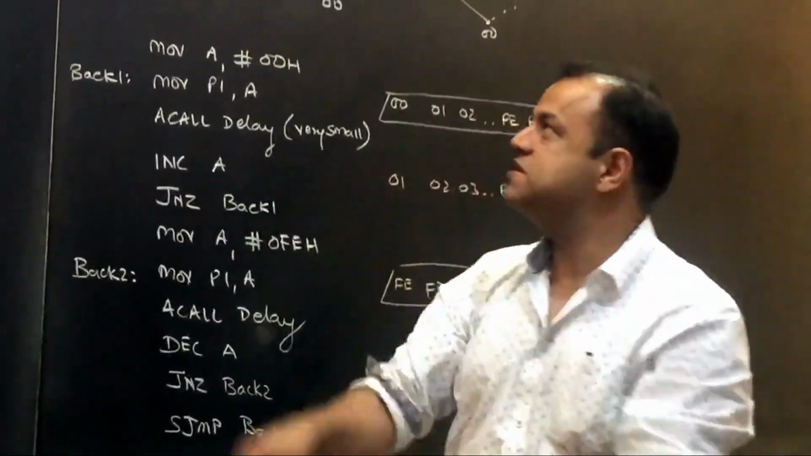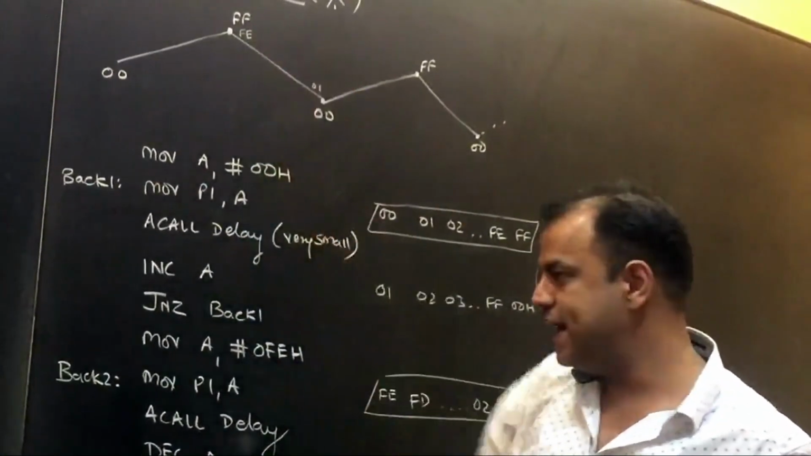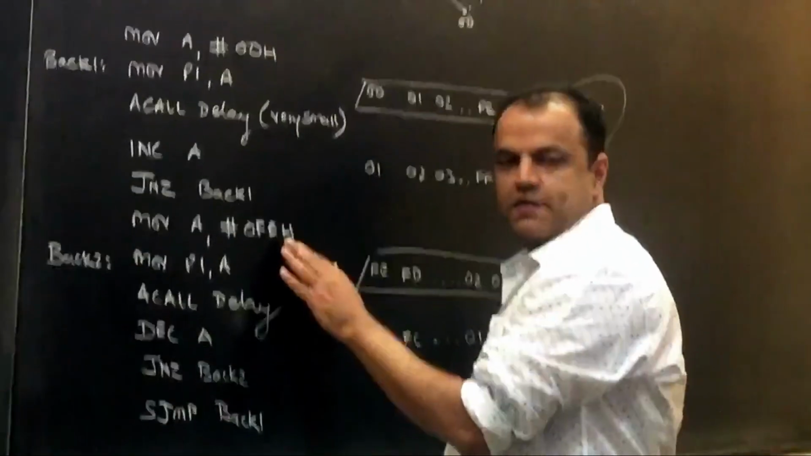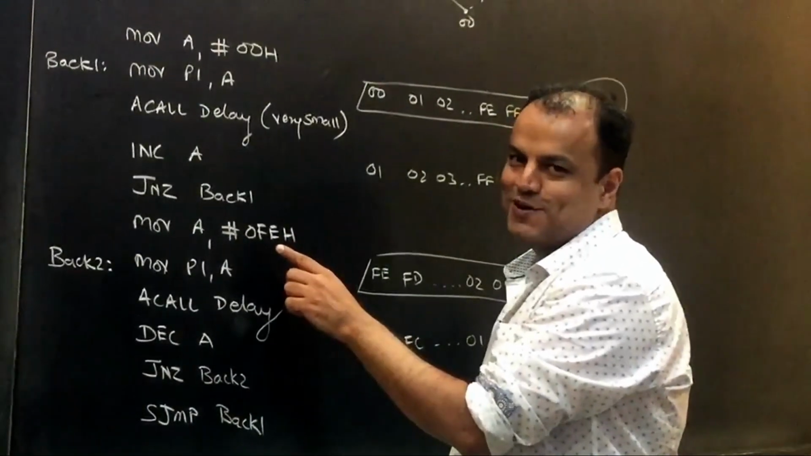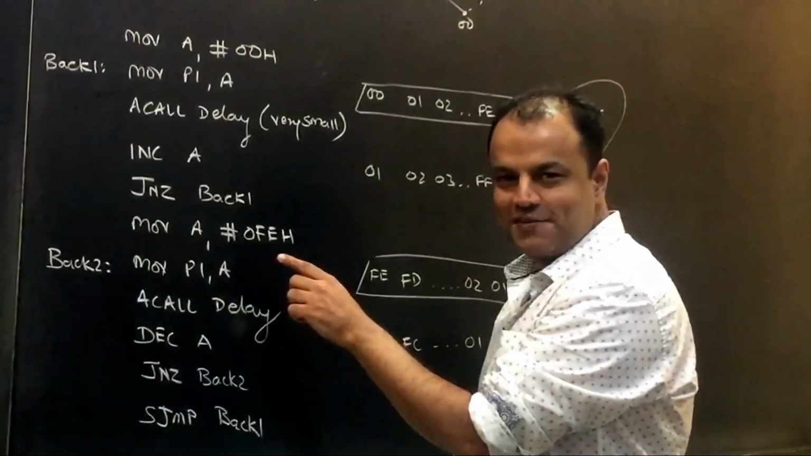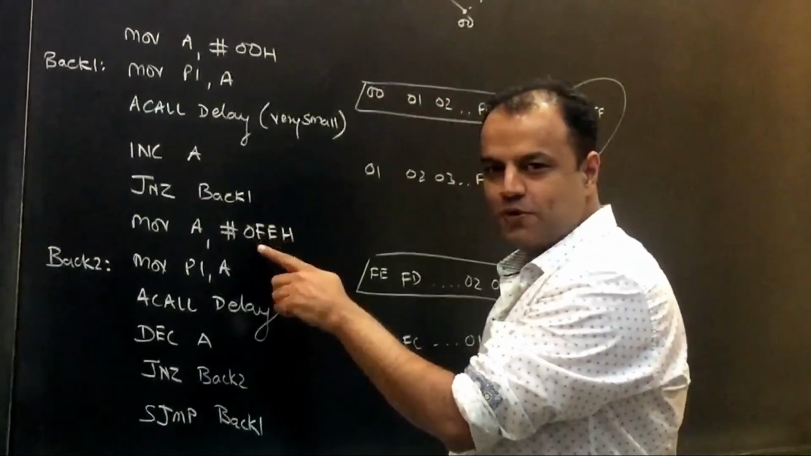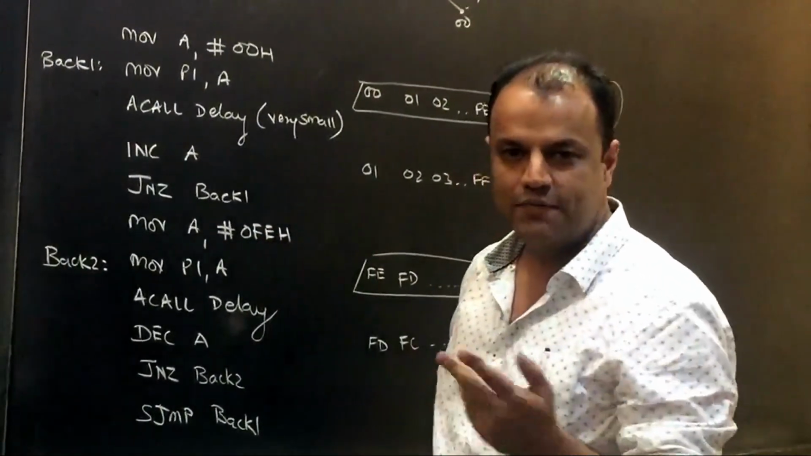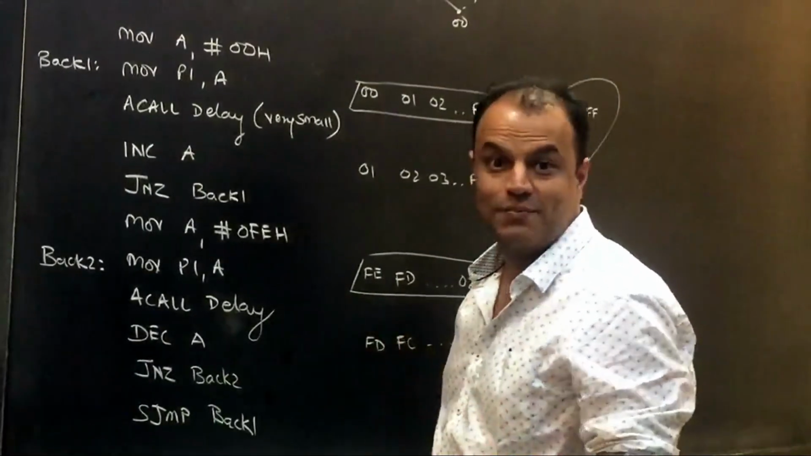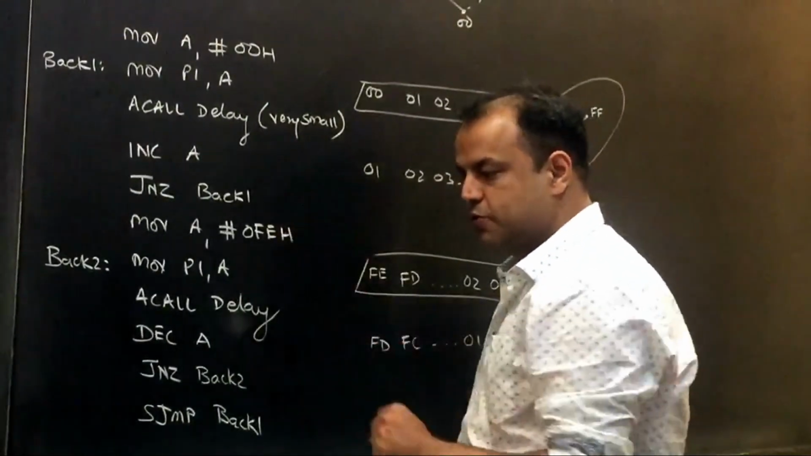Now your second loop will start. Your second loop will start with what value? FE. MOV A, #0FE. Any number that begins with an alphabet should have a leading 0. Come on, if you come all the way up to here in 8051, you know these basics. If you don't put the 0, the assembler will treat this as a variable and will give you an error, undefined variable, because FE can be the name of a variable. Anyway, so you put a 0.